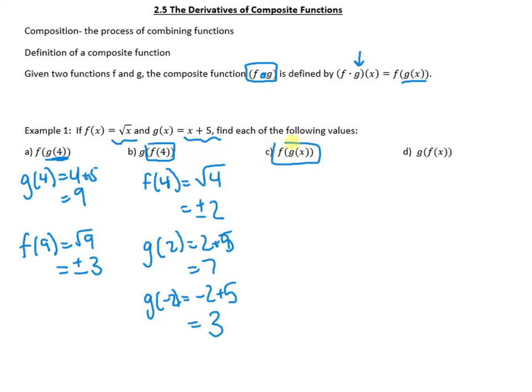Okay, now let's just sub in g at x into f. So this equals root, and then instead of putting in x, we write in x plus 5. Now let's sub in f at x into g. So g is x plus 5, so instead of putting x, we're going to put root x and then plus 5. So just a little bit of a review.